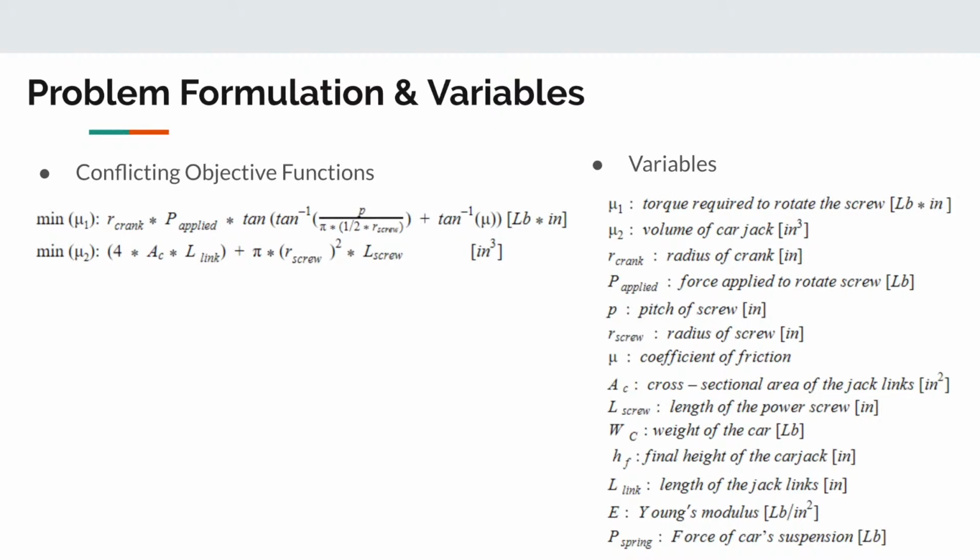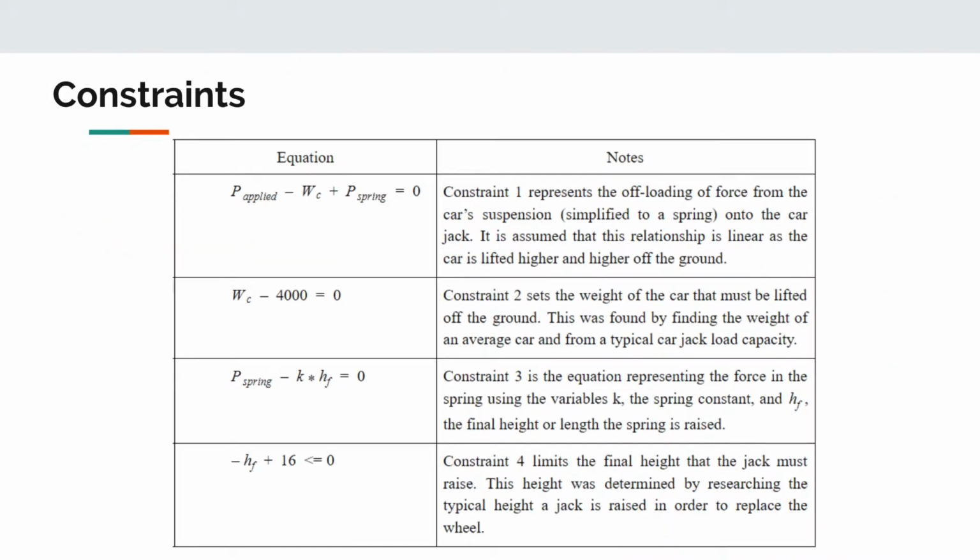So for our constraints, many came from different force equations that we knew had to be true. The first one here representing the sum of forces in the y direction that we know must equal 0. The second constraint is a constraint for the weight of the car that we will know the car jack must be able to tolerate. The third constraint on this page is the force of the spring. And finally, we have the final height of the car that the car jack must raise.